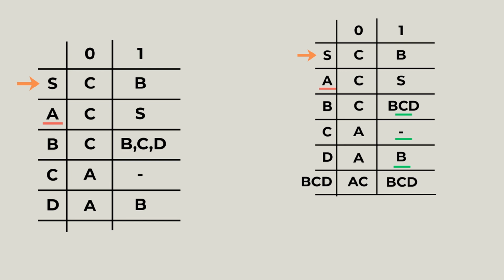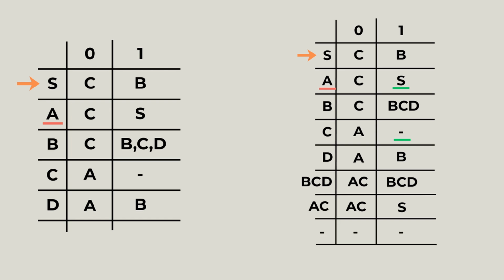Now we do the same process for state AC. We combine the original transitions for state A and state C for both 0 and 1. If any transition leads to nothing, we create a dead state. For a DFA, you must make sure every single state has a transition.